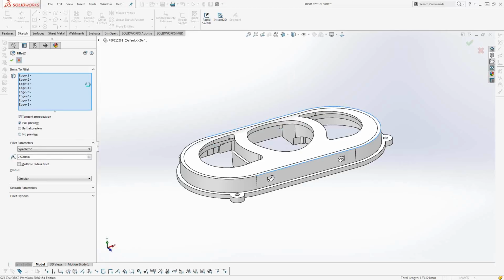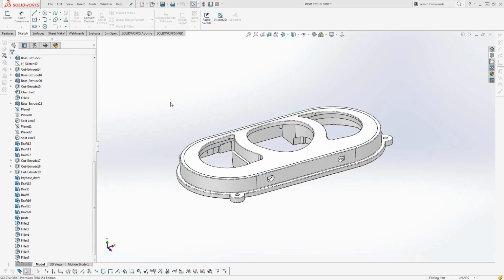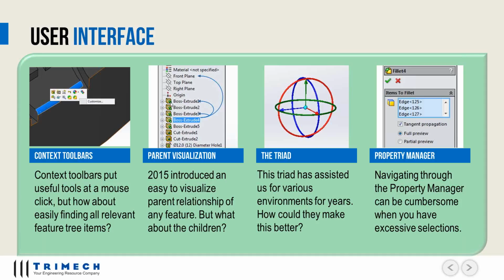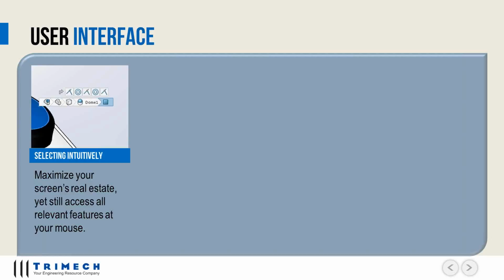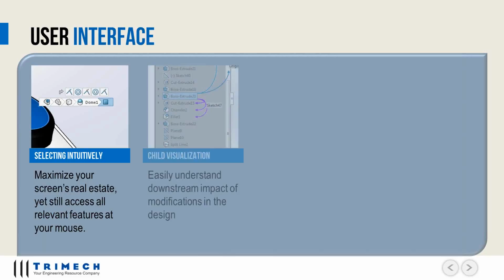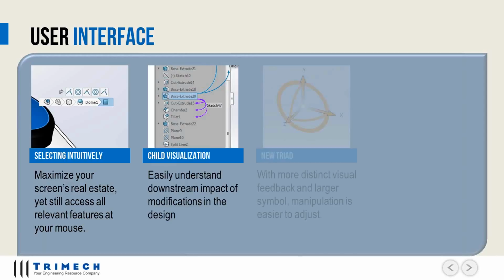Okay? So let's just go ahead and review that real quick. So you just saw me go through and show you some intuitive ways of selecting relevant features, mates, and sketches to a selection. Right, and that's done through breadcrumbs. I also showed you that we can now visually identify child relationships within the feature manager tree.